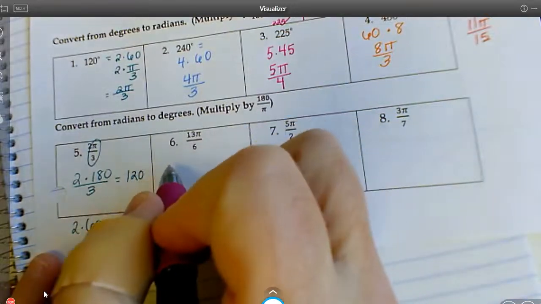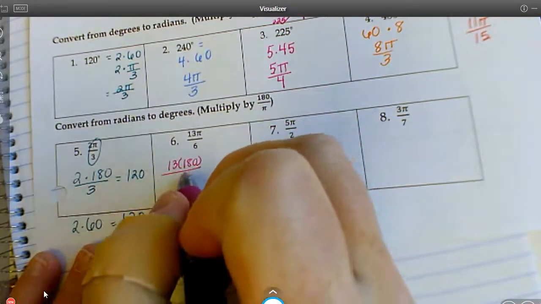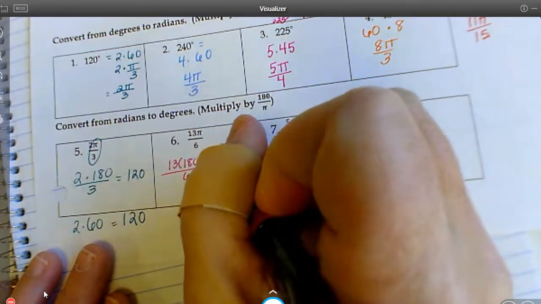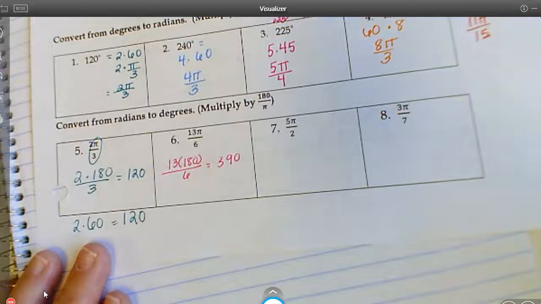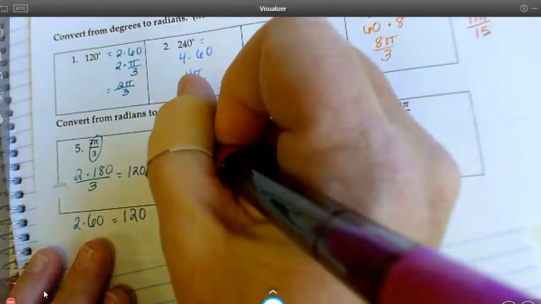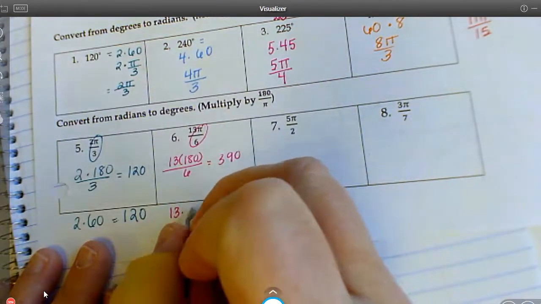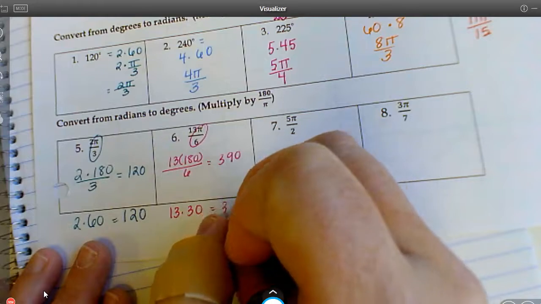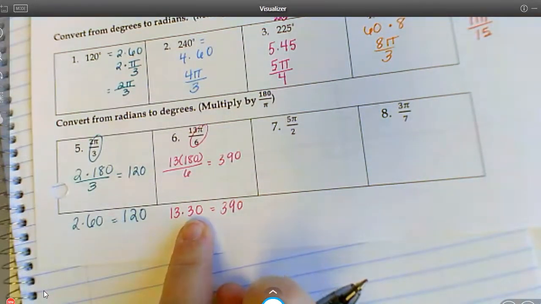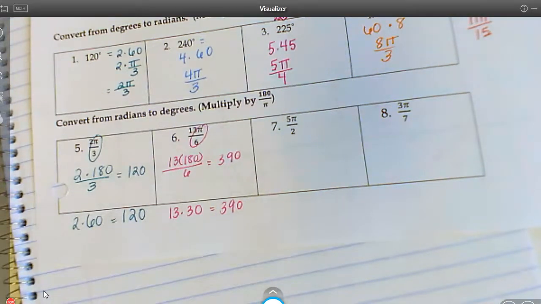13 pi over 6. So that could be the same as 13 times 180 divided by 6, which comes out to be 390. The other way I could do it is I could figure out, okay, pi over 6 is how much? 30. I could say that this is 13 times 30, which also is 390. I like the second way just because I don't have to use a calculator quite so much. But if you like the first way, that's fine too. Try number 7 and 8.